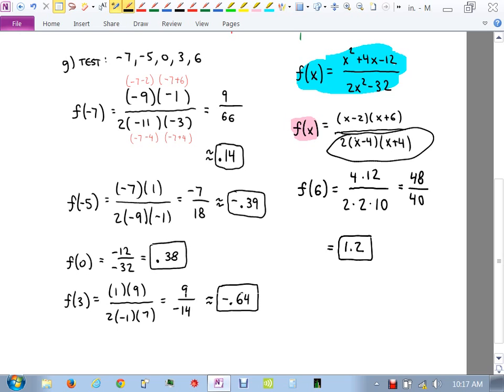So that would just be 1. Set x minus 2 times x plus 6 to 0. The factored one, you set each factor to 0. We did it. It was step C. Step C.